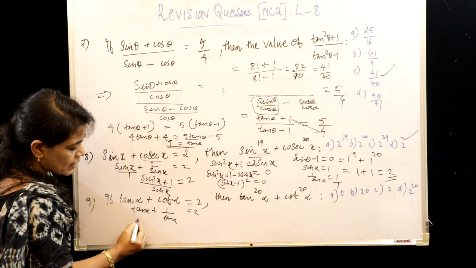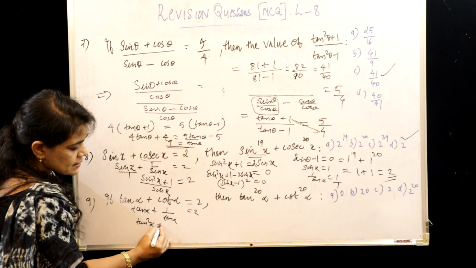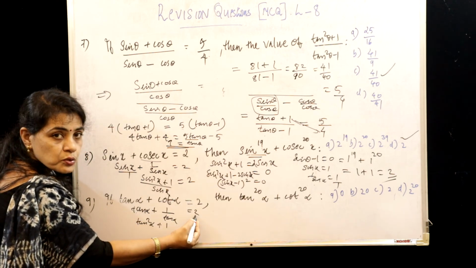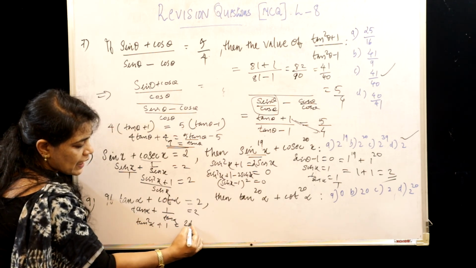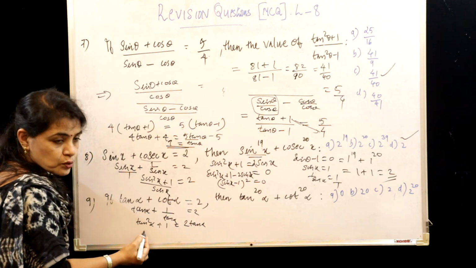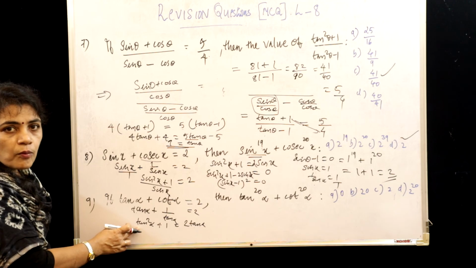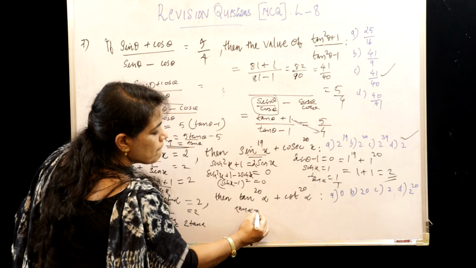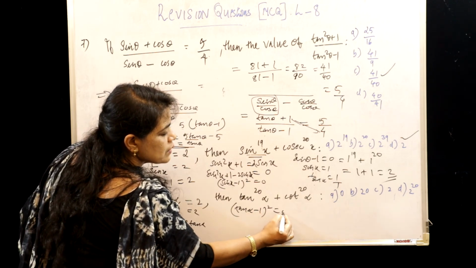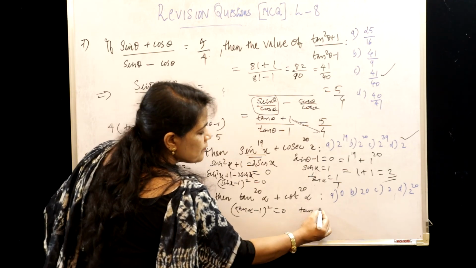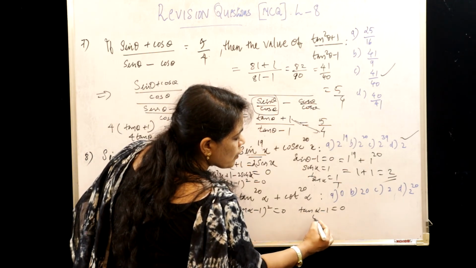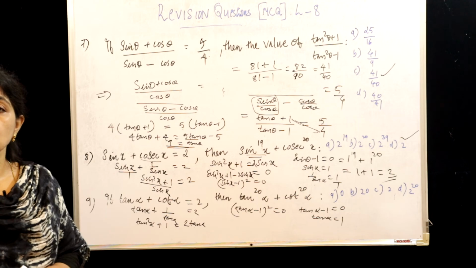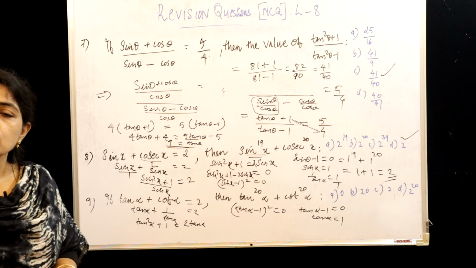Same step: tan square alpha plus 1 divided by tan alpha equals 2. So tan square alpha plus 1 equals 2 tan alpha. Now taking the 2 tan alpha to this side, this will be the expanded form of tan alpha minus 1 whole square equal to 0. That means tan alpha minus 1 equals 0, or tan alpha equals 1. We got the value of tan alpha equal to 1. If so, 1 by tan alpha, that is cot alpha, is also 1.